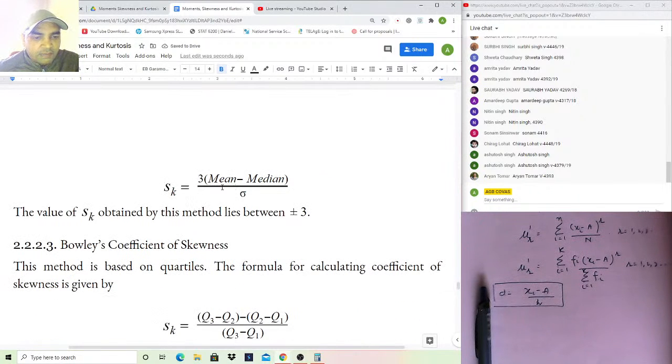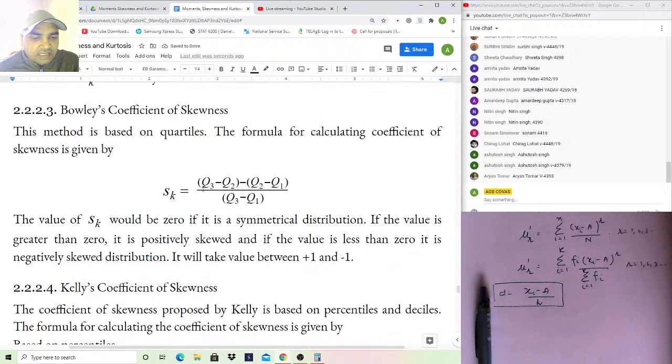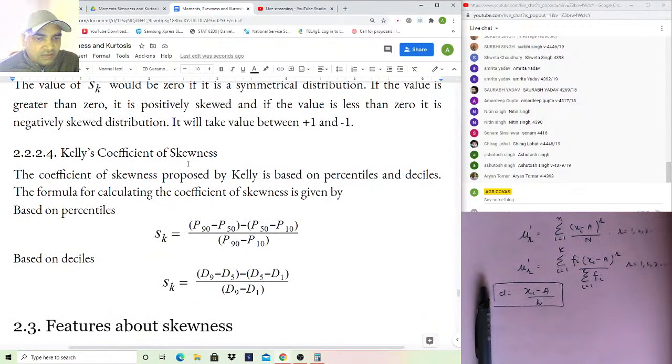Or directly, this can be equal to 3 into mean minus median divided by sigma. But now the value will lie between plus and minus 3. Then there is another, Bowley's coefficient of skewness, that can be calculated using the quartiles. The formula is this. Then there is Kelly's coefficient of skewness, which can be calculated using the percentiles and deciles. You might have calculated these percentiles and deciles when you were studying measures of dispersion.